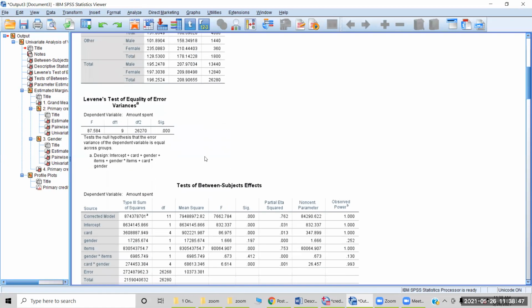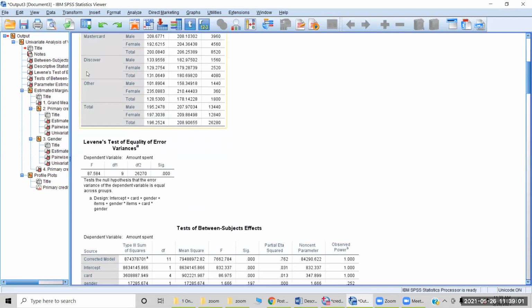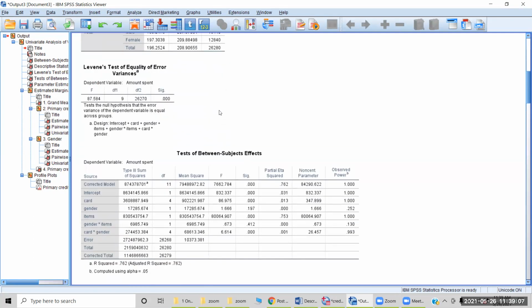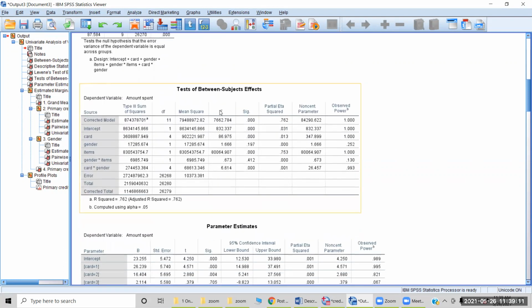Then Levene test for the purpose of testing homogeneity, heteroscedasticity or homoscedasticity. So it proves heteroscedasticity. Why? Because the null hypothesis of homogeneous variance of expenditures across these 5 categories of card is rejected. The null hypothesis of homoscedasticity is rejected here.